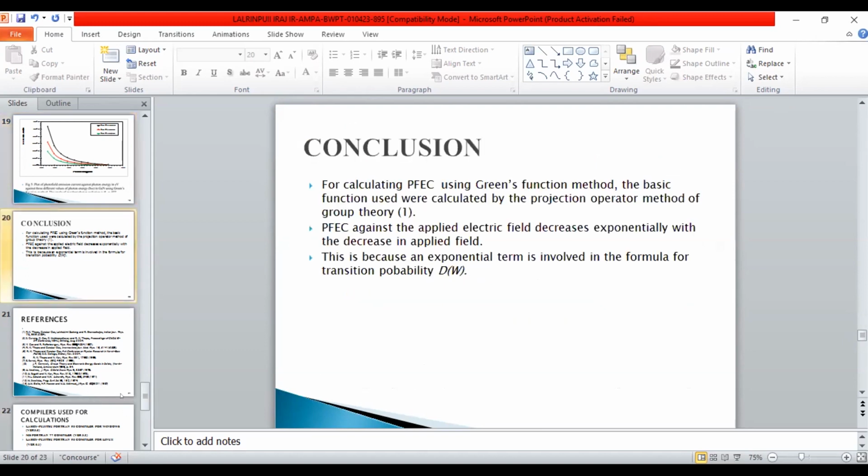And this is the conclusion. For calculating photo field emission current using Green function method, the basis functions were calculated by the projection operator method of group theory, which was developed by Thapa and Das. Photo field emission current against the applied electric field decreases exponentially with the increase in applied field. This is because an exponential term is involved in the formula for transition probability dω/dW.